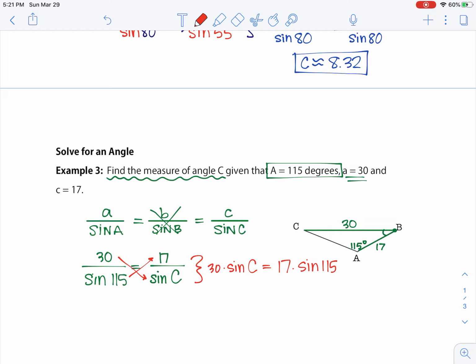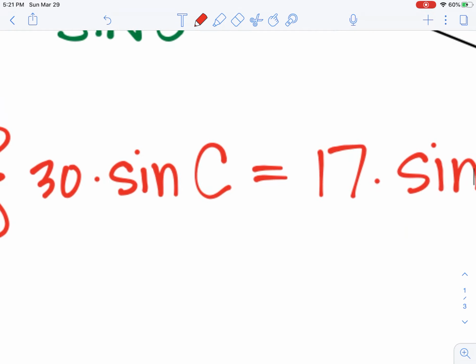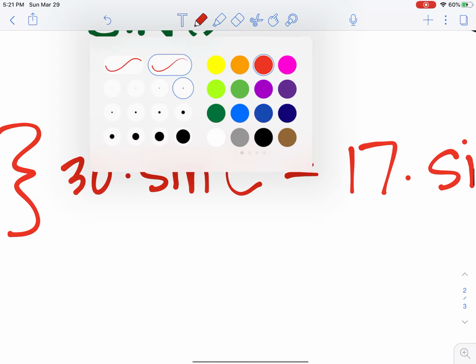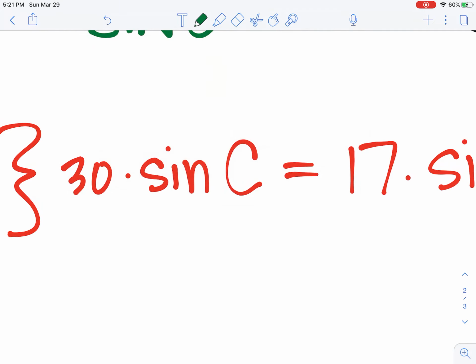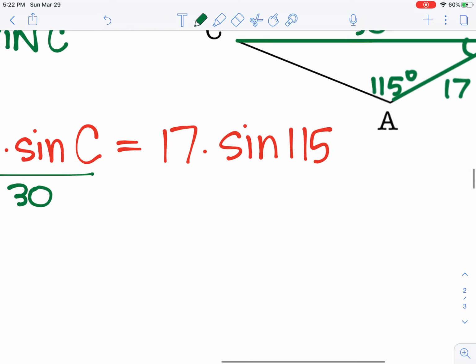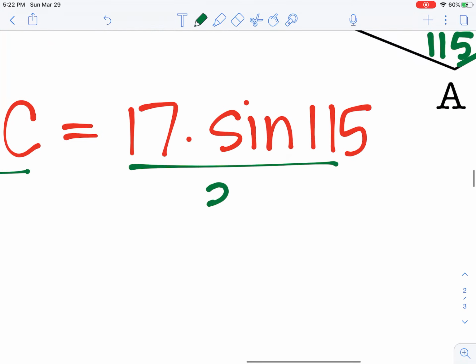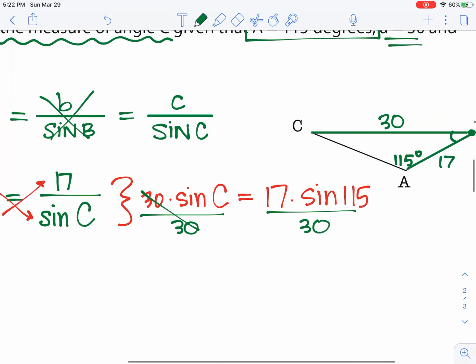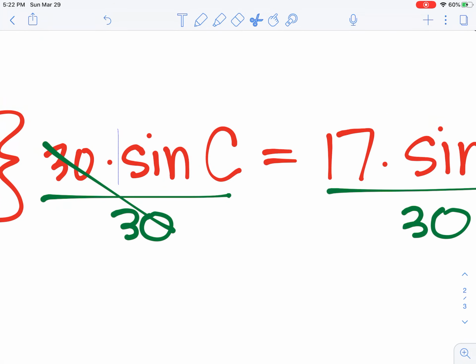All right, to finish this out, however, we have two steps remaining, unlike when we're solving for a side. So first, we need to get C by itself, and to do so, we need to go ahead and move this 30. So the inverse of multiplying by 30 is to divide by 30. In doing so, what's left is the sine C.